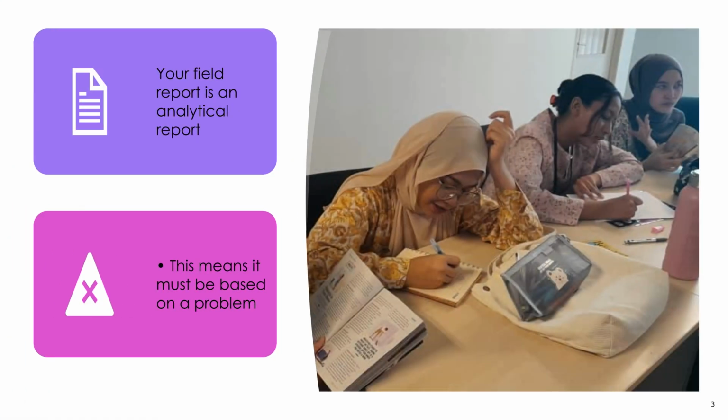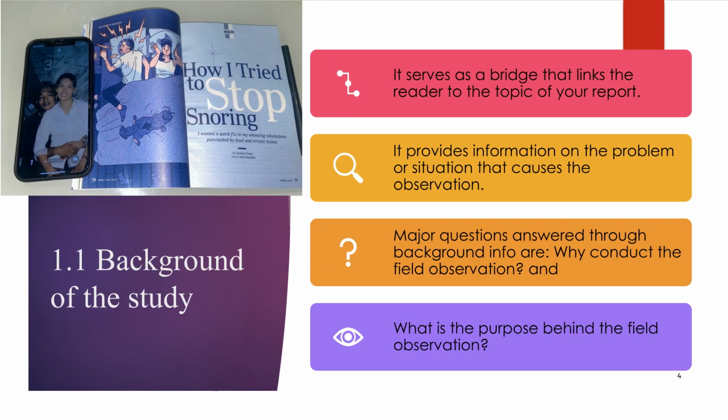Your field report is an analytical report. This means it must be based on a problem or a specific issue you've observed. The background of the study is critical. It links the reader to the topic and provides information on the problem being observed. It also answers why and what the purpose of the observation is.